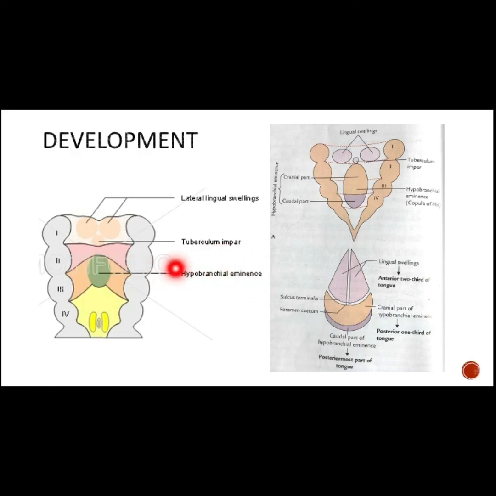This hypobranchial eminence has 2 parts, namely the cranial and the caudal part. This cranial part of the hypobranchial eminence of the third pharyngeal arch eventually fuses with the anterior two-thirds part of the tongue. This union is marked by the sulcus terminalis, which is also the origin of the thyroglossal duct during the embryonic stage. The posterior most part of the tongue develops from the caudal part of the hypobranchial eminence.